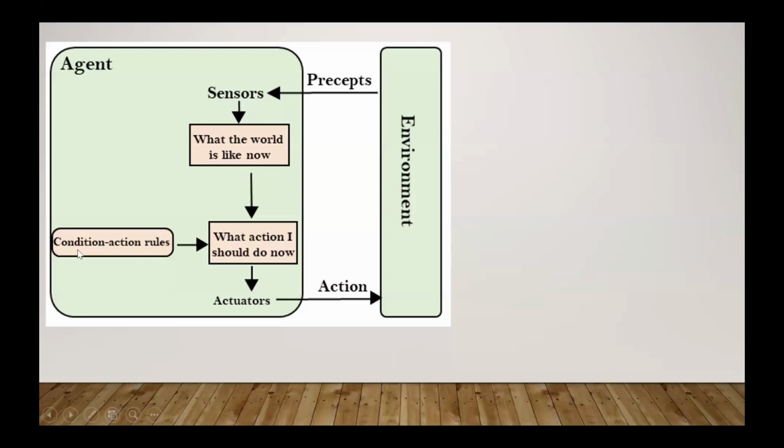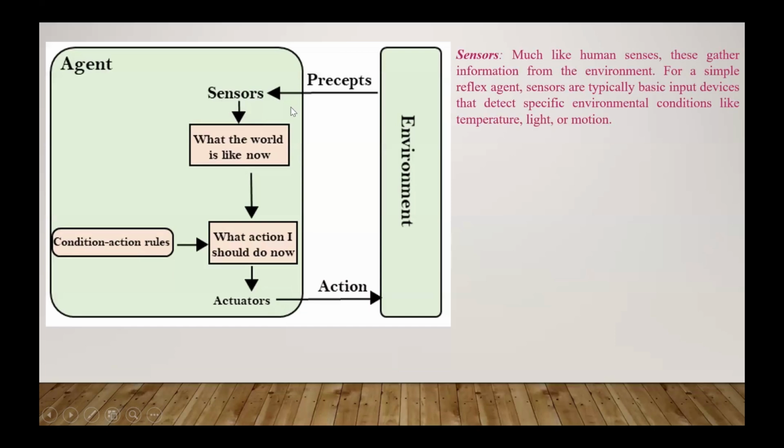So let us understand the individual components. The agent consists of a sensor, and condition-action rules. The first one is the sensor. What is a sensor? Much like the human senses, it gathers information from the environment. The sensor is used to gather the information regarding the environment, which we call the percepts. For example, in the case of a simple reflex agent, the sensor is basically a type of input device which can detect specific environment conditions, like the temperature of the environment, whether there is light or not, as well as motion. These are the types of conditions that can be taken by the sensor.